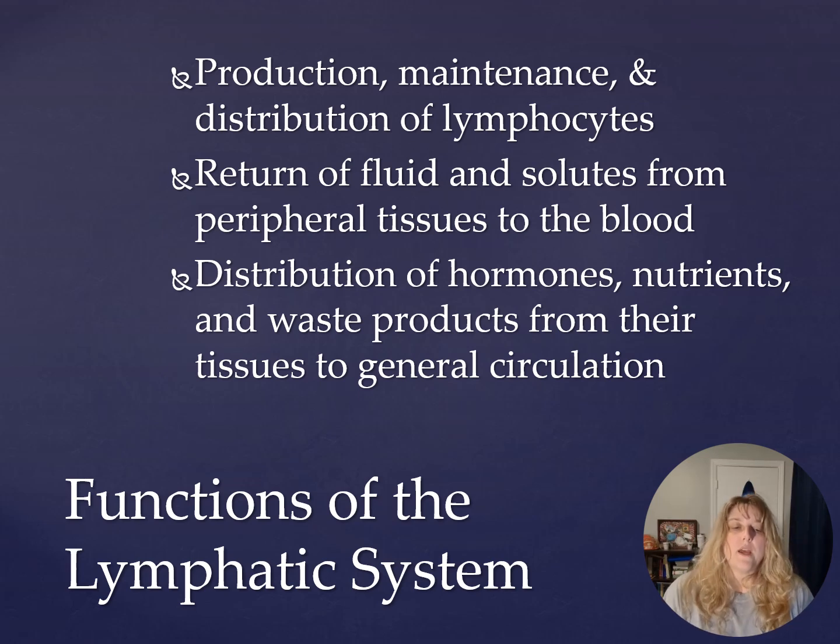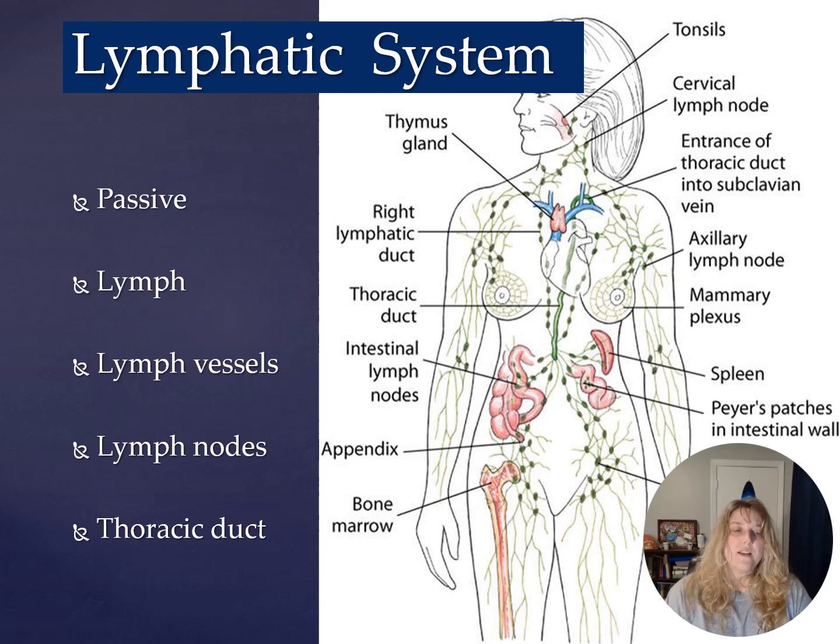So we do have the lymphatic system, which is responsible for the production, maintenance, and distribution of lymphocytes. It returns fluid and solutes from peripheral tissues in the blood, and it helps in the distribution of hormones, nutrients, and waste products from the tissues back into general circulation. So our lymphatic system is a passive system that includes the lymph vessels, the lymph nodes, and we also mentioned the thoracic duct.